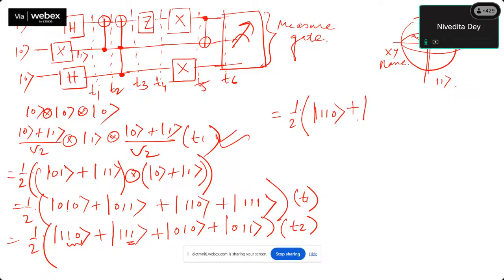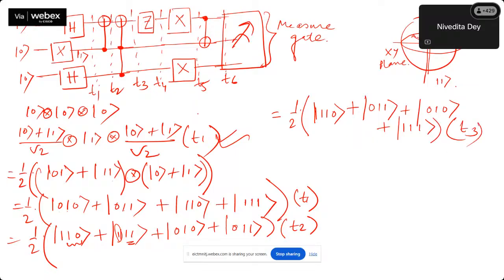Plus, of course, there will be a change. Q1 is the target, right? So we have to flip this part. So it will be 0, 1, 1. Plus it is nothing. Plus this one will be 1, 1, 1. So this is after T3.